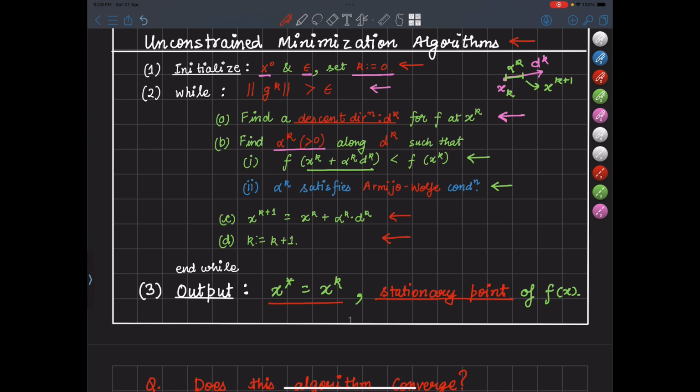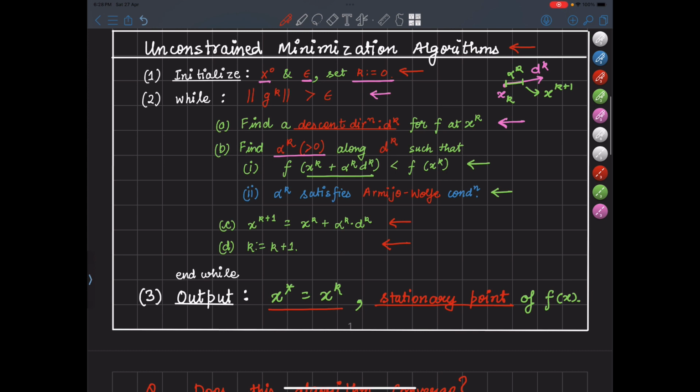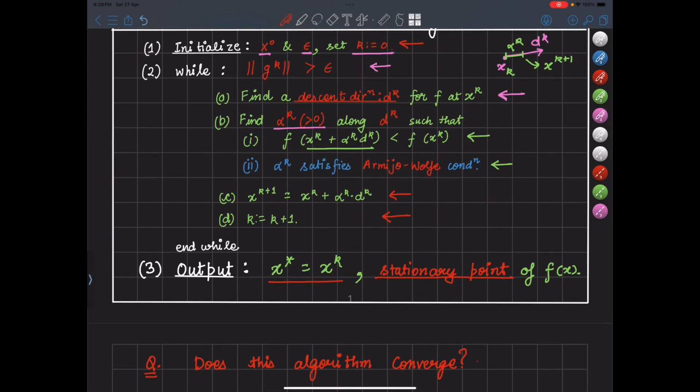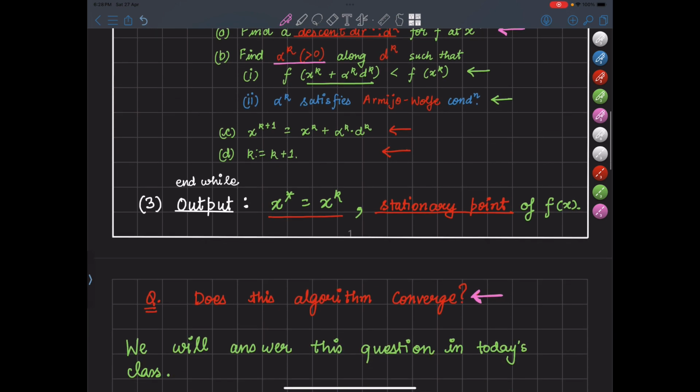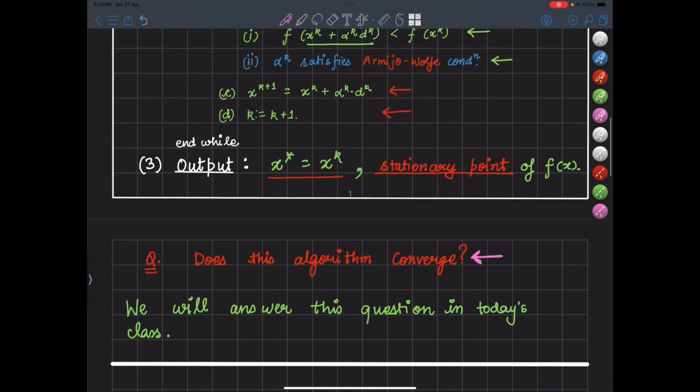Now after we discuss this algorithm, there are a few more questions that are left to be answered. One of them is, what is the guarantee that this algorithm will converge? That is, what is the guarantee that the gradient will come under limits and the loop will stop? Is there any guarantee? So we will answer this question in today's class. So with this, let's start with today's lecture.